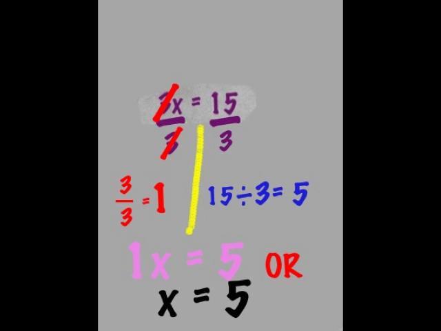Okay? So what you got is 1x, and you don't need to write the 1, because 1 times anything is the thing that you're multiplying it by. 1x is equal to 5, see? Or, simply, x is equal to 5, your answer.